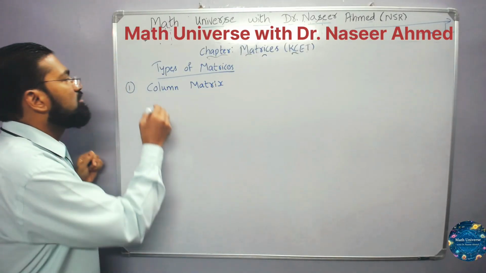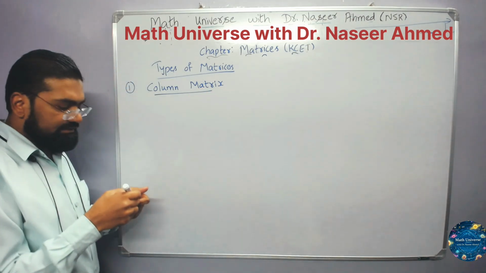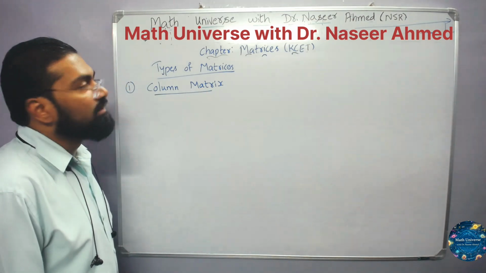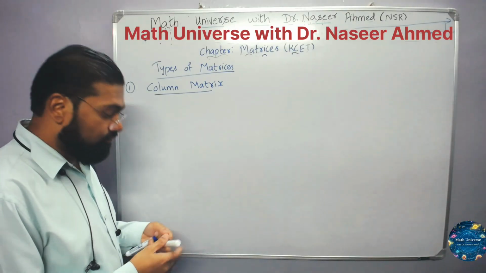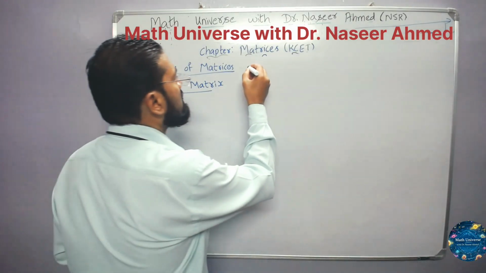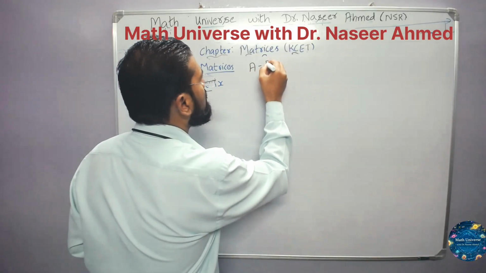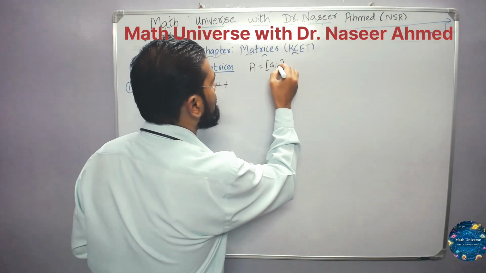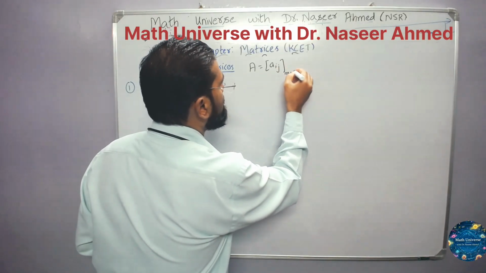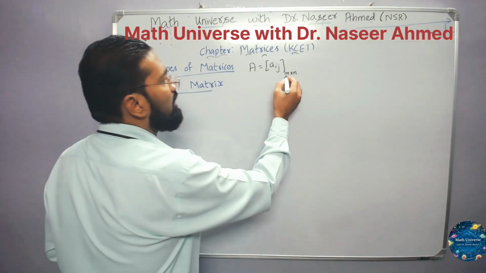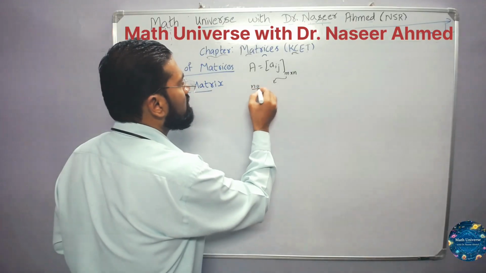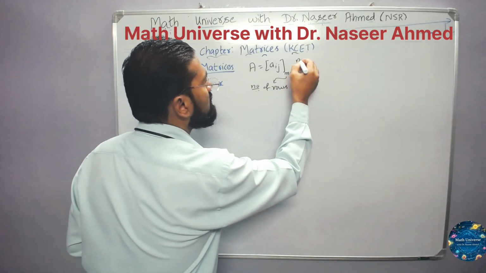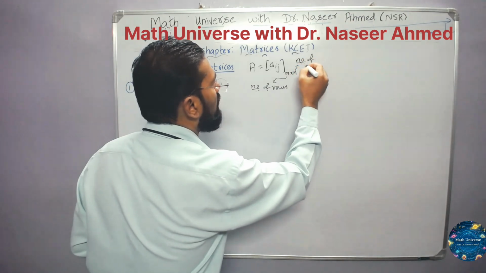As we just discussed, for any general matrix, the order is m by n, where m stands for the number of rows and n stands for the number of columns. So let me have that here: A is equal to small a i j of order m by n, where m stands for, as we know, the number of rows and n stands for the number of columns.